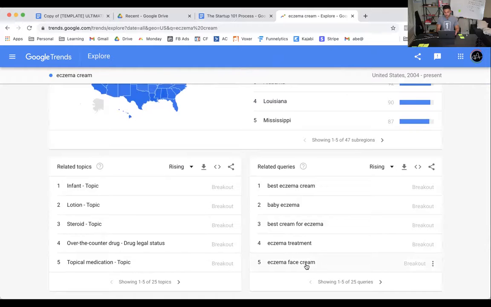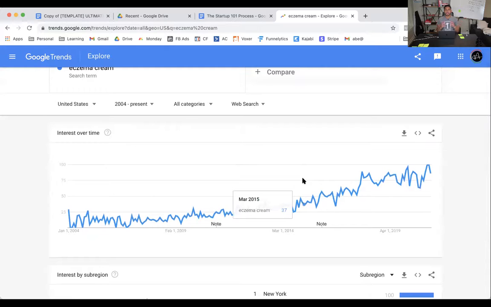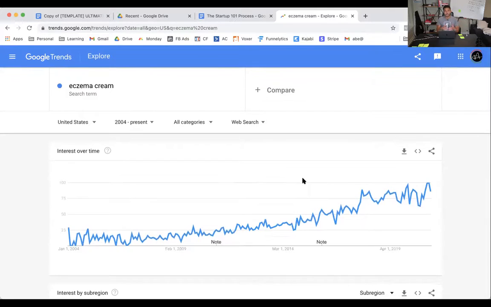eczema treatment, eczema face cream, right? So there's a couple of things that stand out. Number one, baby, right? Now I get a little bit of an idea for who the audience is. Face cream, I have an idea for what people are struggling with. Skin cream, lotion, Aveeno is a specific product. Okay, so basically, just by going on Google Trends, I've determined that this is something that a lot of people are searching for, okay?